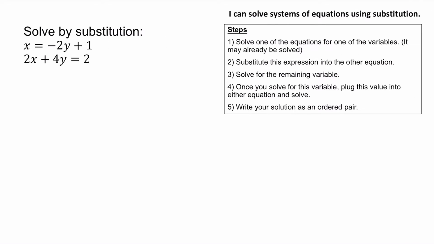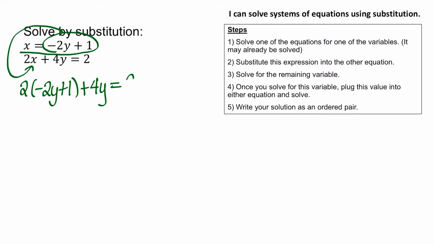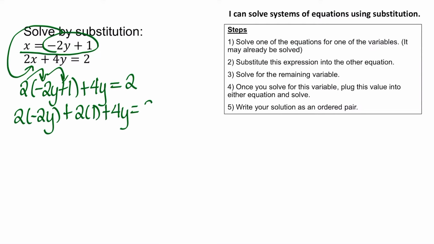So now let's try solving this system by substitution. We have x equals negative 2y plus 1, and we have 2x plus 4y equals 2. So now we have this first equation, which is already solved for x. So I'm going to take that definition and plug it into the second equation. So we have 2 times negative 2y plus 1 plus 4y equals 2. So we're going to start off by distributing this 2. So we have 2 times negative 2y plus 2 times 1 plus 4y equals 2.